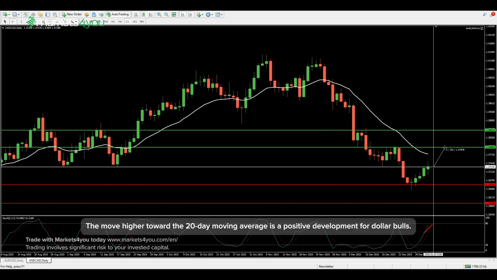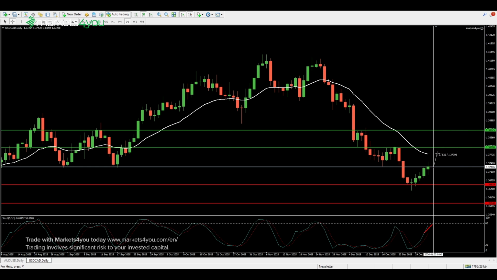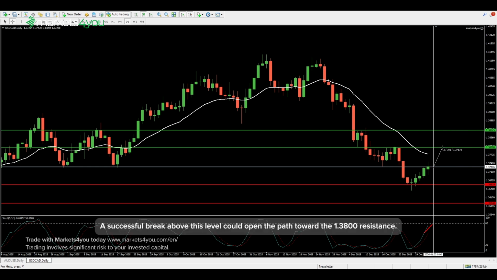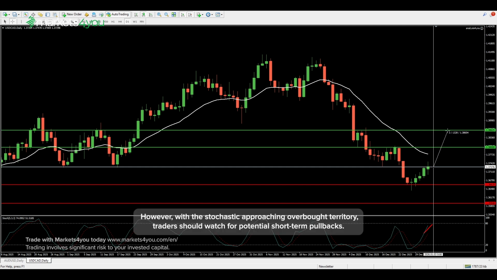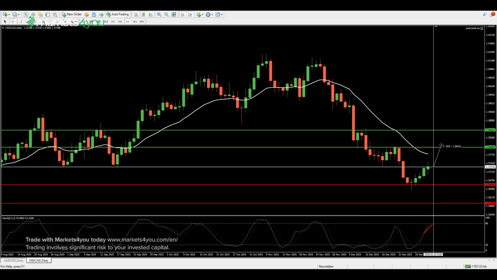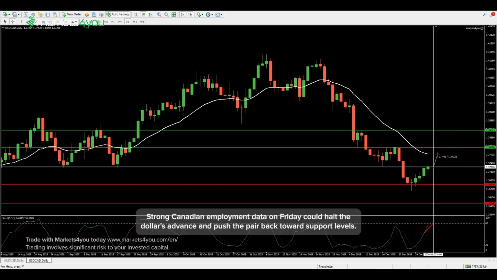The move higher toward the 20-day moving average is a positive development for dollar bulls. A successful break above this level could open the path toward the 1.3800 resistance. However, with the stochastic approaching overbought territory, traders should watch for potential short-term pullbacks. Strong Canadian employment data on Friday could halt the dollar's advance and push the pair back toward support levels.